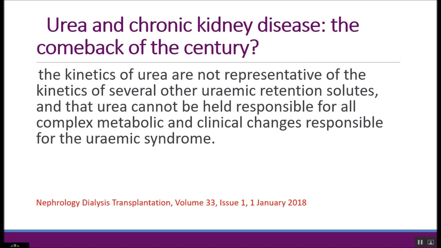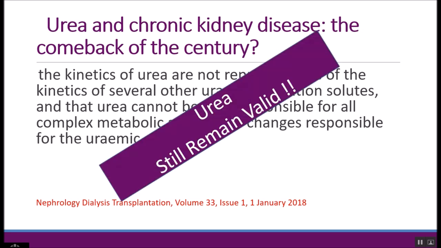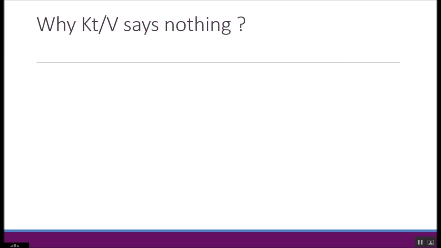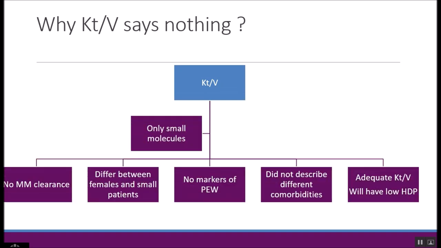Urea and chronic kidney disease, the comeback of the century. The kinetics of urea are not representative of the kinetics of several other uremic retention solutes, and urea alone cannot be held responsible for all the complex metabolic and clinical changes responsible for the uremic syndrome. However, urea still remains valid. Why does Kt/V say nothing? Because Kt/V of urea covers only small molecules, with no middle molecule clearance, differs between females and males and between small and bigger patients, has no markers of protein energy wasting, does not describe different comorbidities, and an adequate Kt/V can still have a low hemodialysis product.